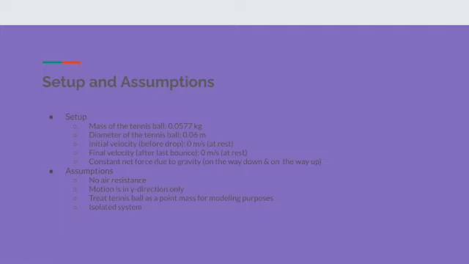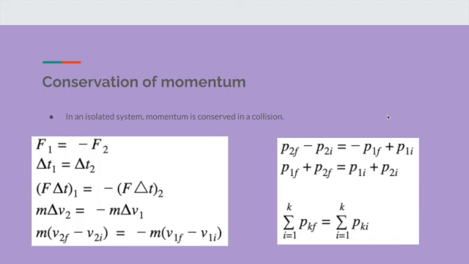I assumed this was an isolated system, so no total energy was lost from the system. In an isolated system, momentum is conserved during a collision. If we have two objects colliding, we know that there must be two forces present, which is the force of object 1 on object 2 and the force of object 2 on object 1. We know from Newton's third law that these are equal and opposite forces. The duration of the collision is also equal for both objects. Therefore, the impulses are equal and opposite.